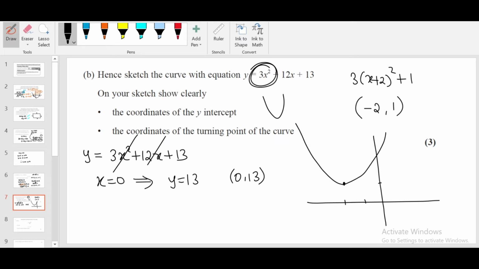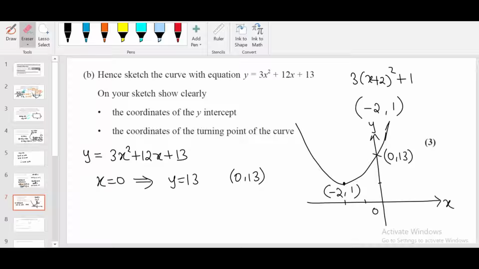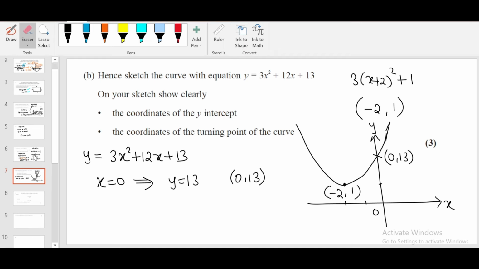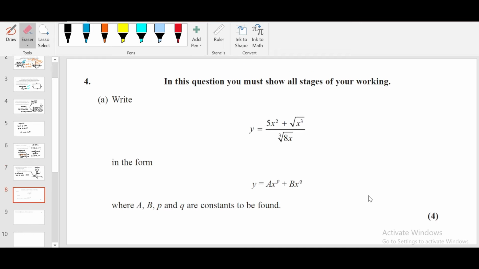And then you put the y-intercept here. Label the axis and the origin. Mention the turning point also, otherwise you will lose marks. So this is the required graph. We have mentioned the turning point, y-intercept and everything already. 3 mark question. Let's move on to question number 4 now.